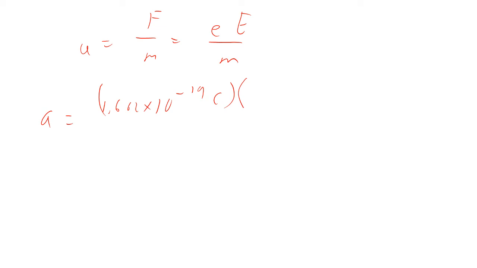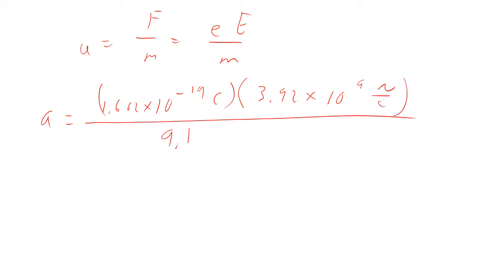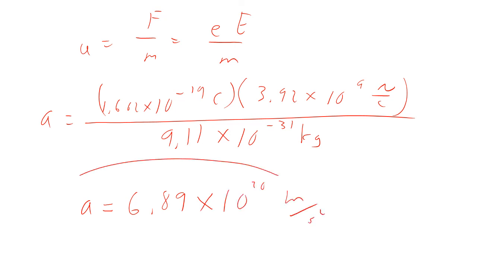Okay, so acceleration is F over m, so that's qE over m. So that's going to be equal to 1.602 times 10 to the minus 19 coulombs times what we just calculated, 3.92 times 10 to the 9 newtons per coulomb, divided by 9.11 times 10 to the minus 31 kilograms. So the acceleration is 6.89 times 10 to the 20 meters per second squared, which is a huge acceleration.